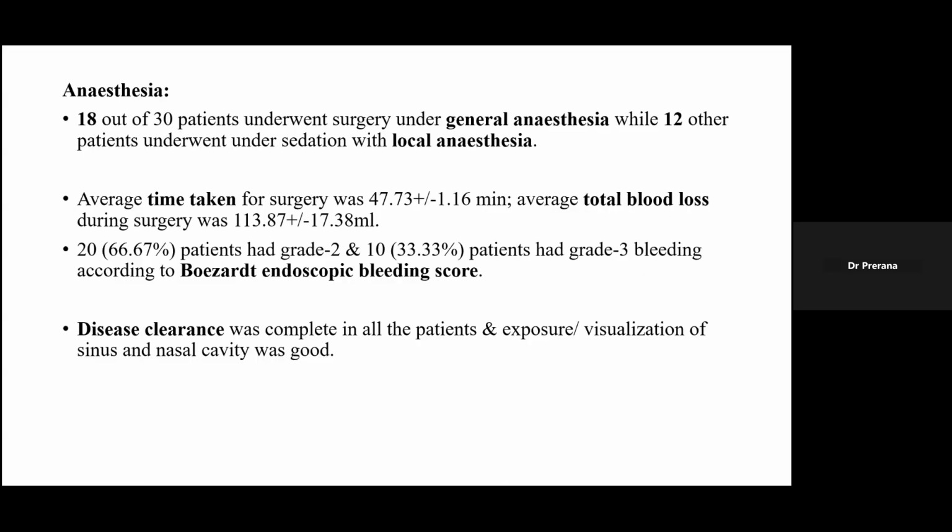So the anesthesia part, almost 18 out of 30 patients underwent surgery under general anesthesia, while the rest of the patients underwent surgery under sedation with local anesthesia. The average time taken for surgery was around 47 minutes, with average total blood loss during surgery being 130 ml. 20 patients had grade 2 and 10 patients had grade 3 of bleeding according to the Gujarat endoscopic bleeding score for endoscopic surgery. The disease clearance was complete in all the patients and the exposure of sinus and nasal cavity was quite good.